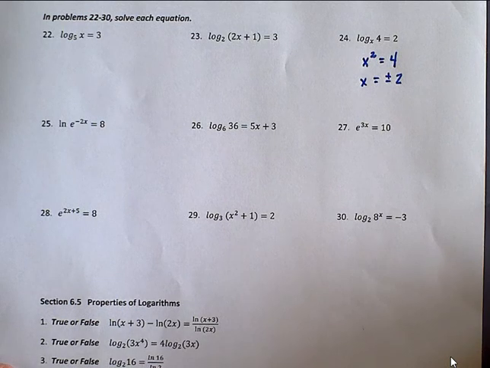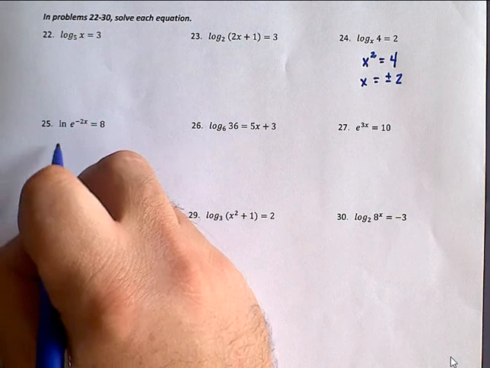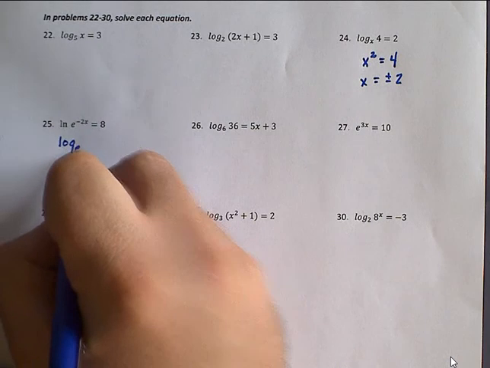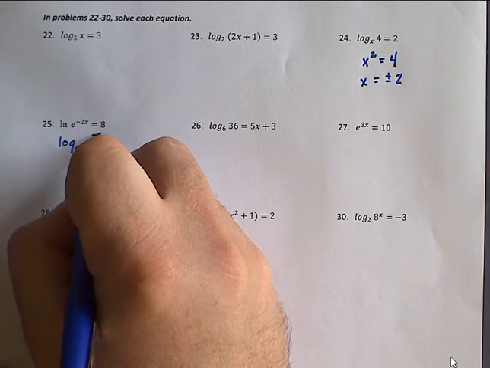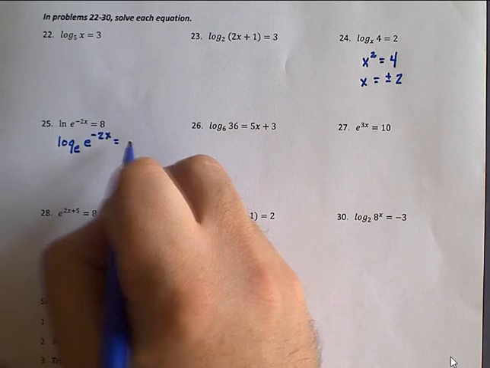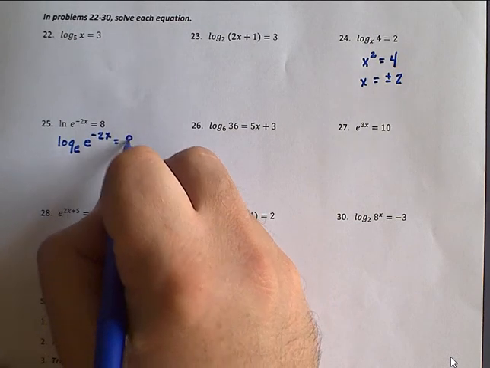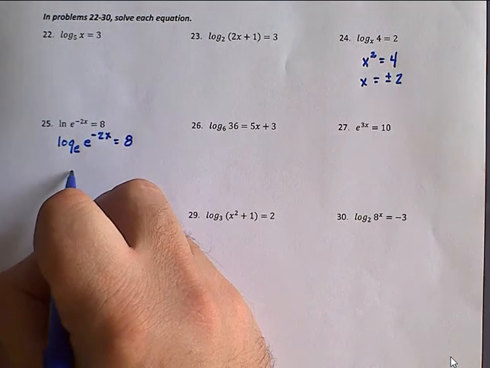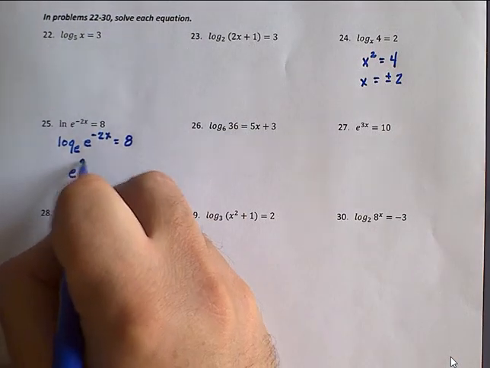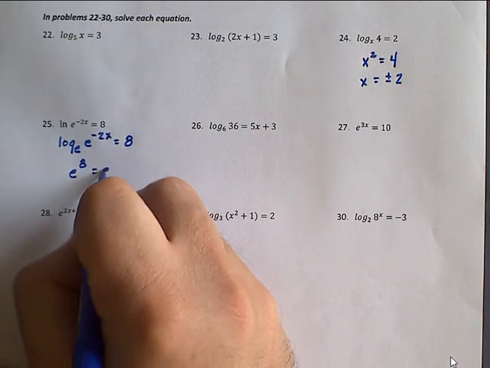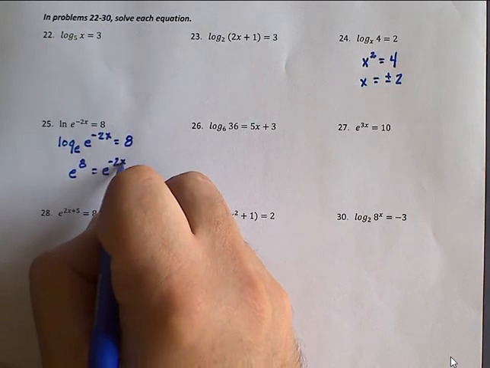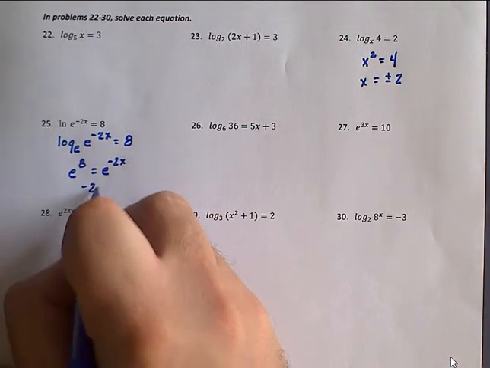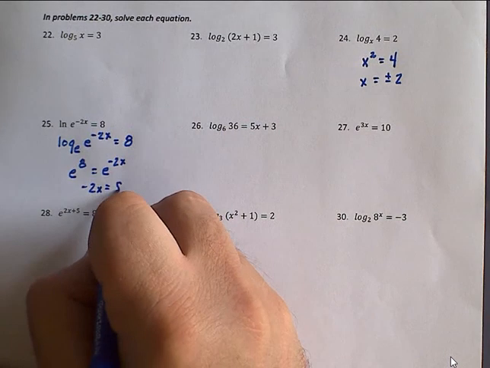25. Again, rewrite it. So I have log base e of e to the negative 2x power equals 8. If I rewrite this problem, I get e to the 8th power equals e to the negative 2x power. The bases are equal, so I can set the exponents equal. Negative 2x equals 8, so x equals negative 4.